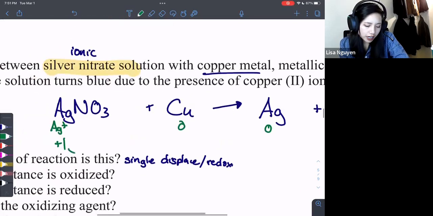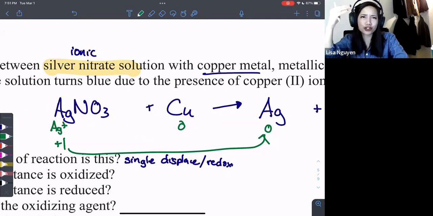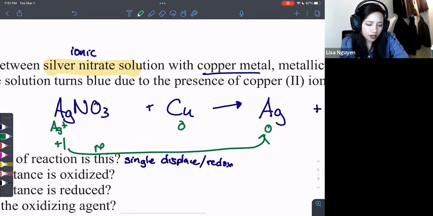How is silver changing during the course of this reaction? It's going from a +1 charge to a 0 charge. So ask yourself, is that gaining electrons or losing electrons? It's gaining electrons because the charge is going down. The charge is reducing. So silver plus is being reduced.